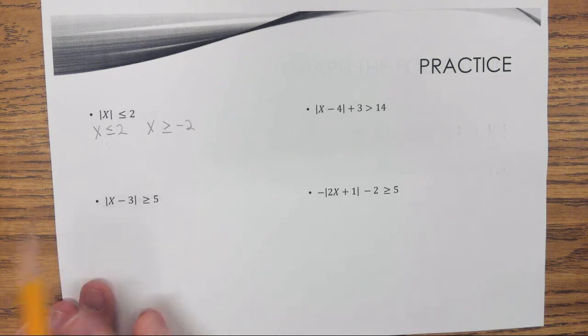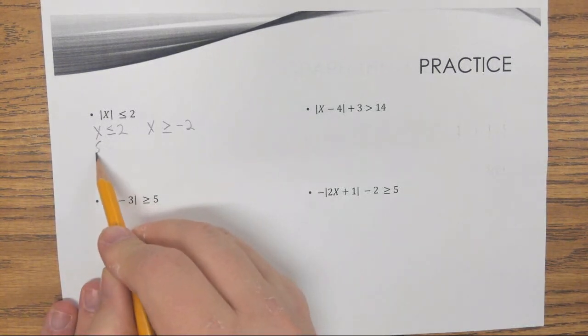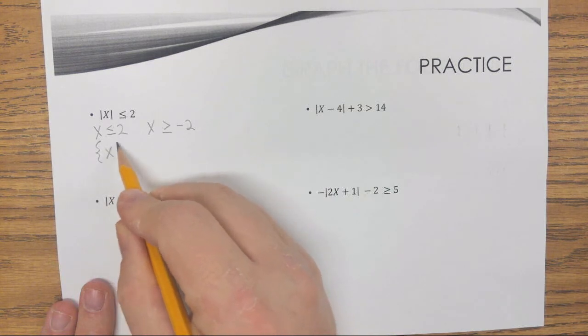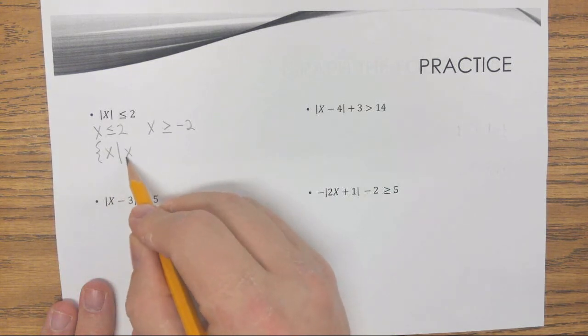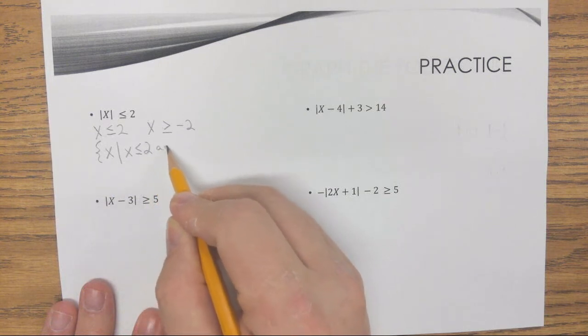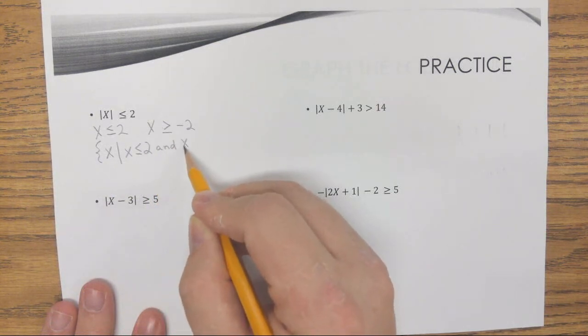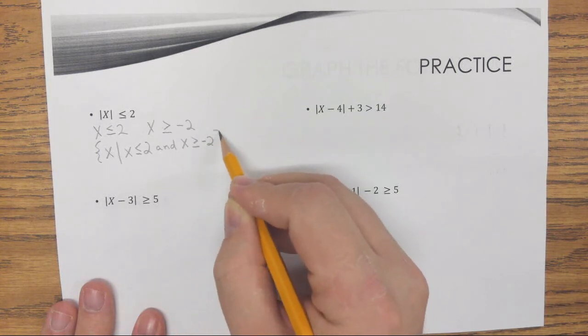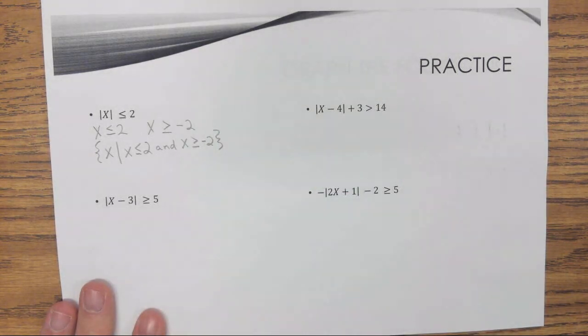Okay? Maybe I might want to write that solution in set builder notation. So if you guys remember, x such that x is less than or equal to 2 and x is greater than or equal to negative 2. There we go.